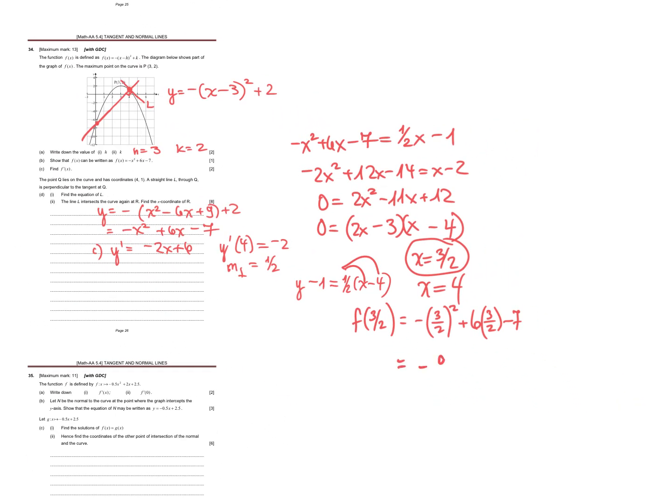So that is negative 9/4 plus 18 over 2, which is 9, but 9 is 36 over 4, and then minus 28 over 4. So we're going to have negative 1/4. So the other coordinate point is 3/2, negative 1/4. So like here, I drew that terribly.